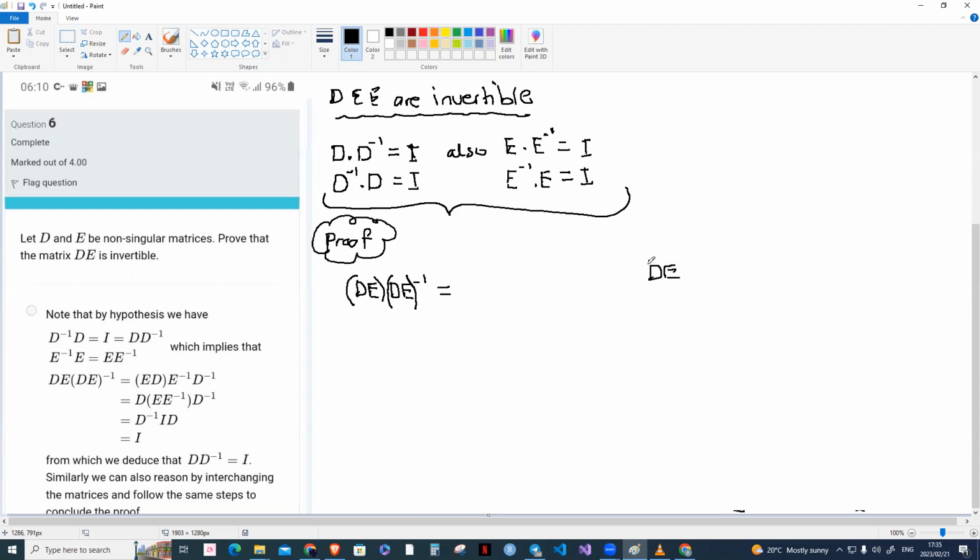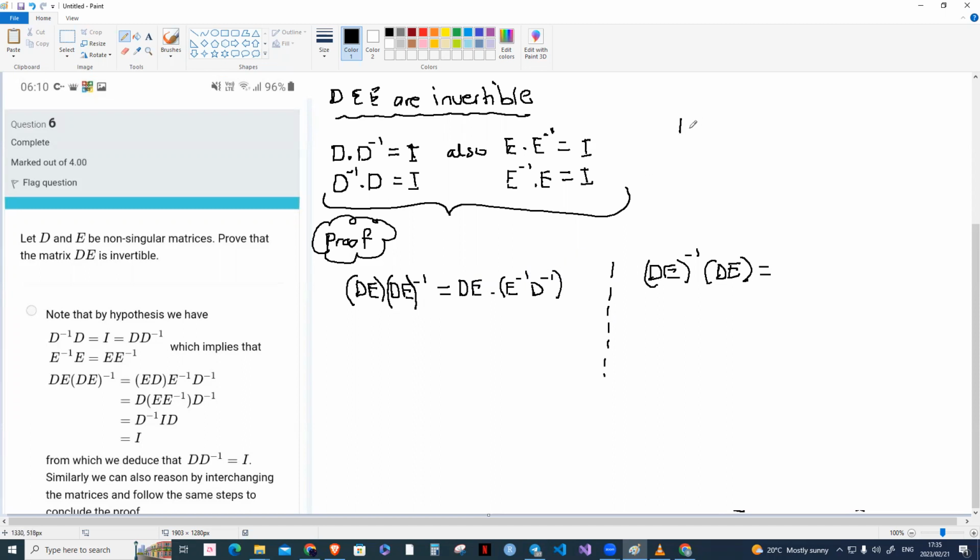DE, and inverse. See, this side is on the right, this side is on the left. So if this thing is invertible, I must get an I. Do I get an I? Let's see if I do get an I. Let's see. DE, and then this will be E inverse, D inverse.